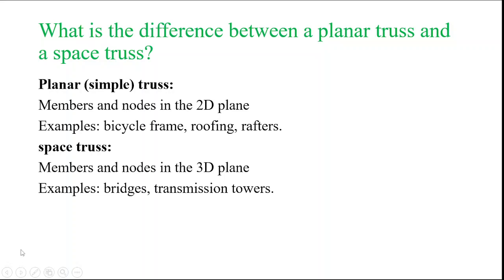Trusses have two types, planar or simple truss, and space truss. The planar truss has members and nodes in a 2D plane. Examples are bicycle frames, roofing, rafters. The space truss has members and nodes in a 3D plane. Examples are bridges, transmission towers.